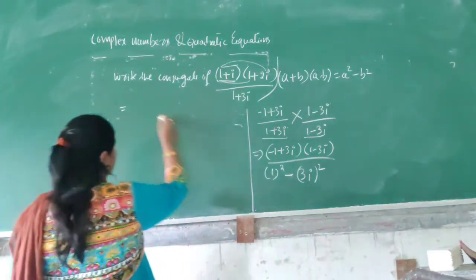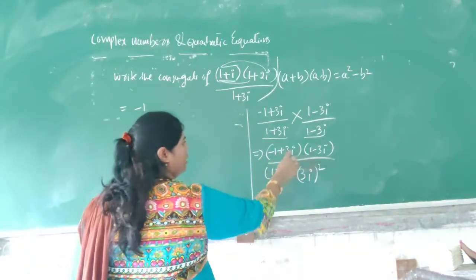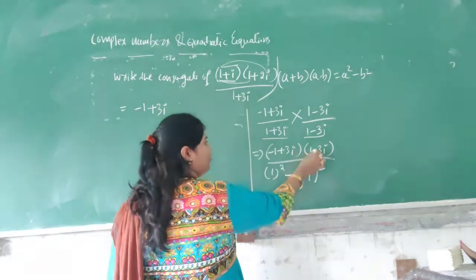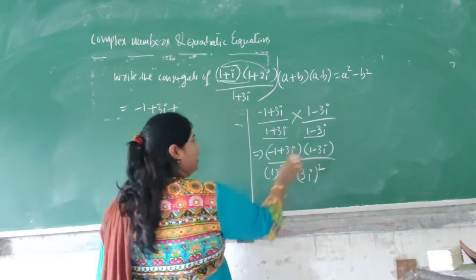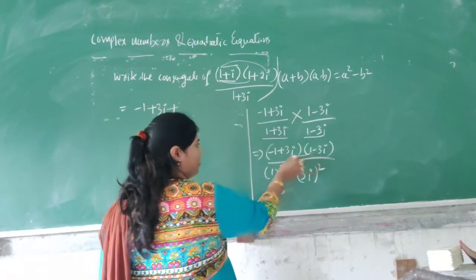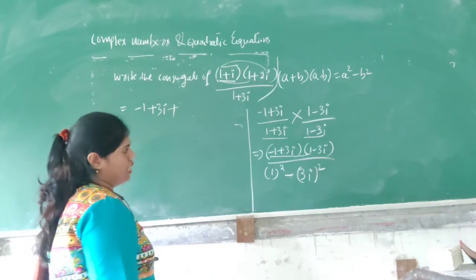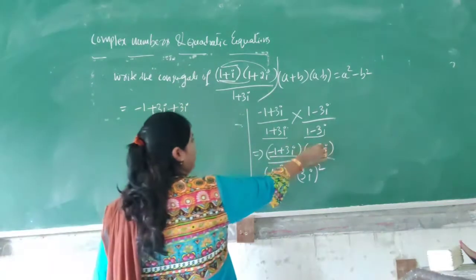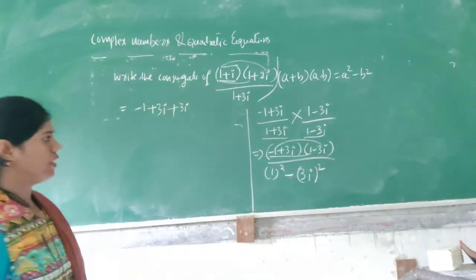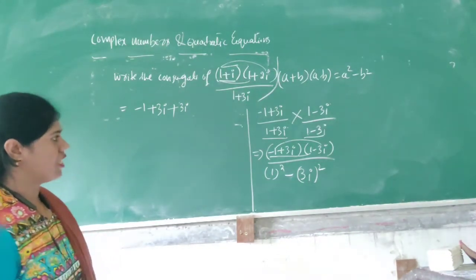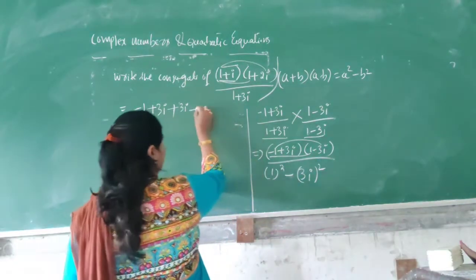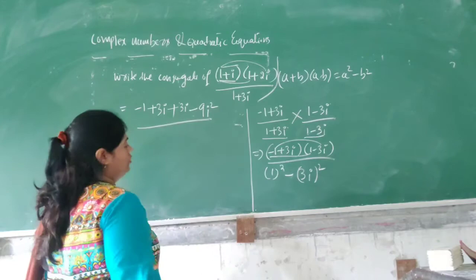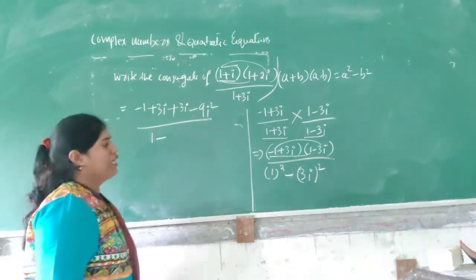1 into minus 1 is minus 1, plus 1 into 3i is 3i. We have multiplied this: 1 into minus 1 is minus 1 plus 3i. Next, minus into minus is plus 3i. From 3i I have multiplied this one: minus 1 into minus 3i is plus 3i. Plus into minus, 3 into 3 is 9. i into i is i square. So 1 square is 1 minus (3i) whole square.